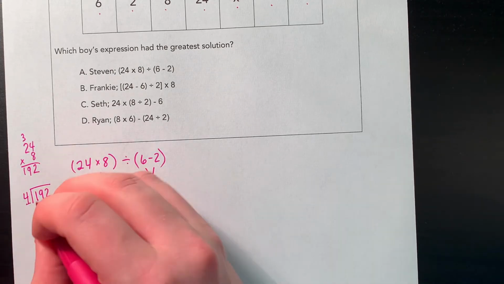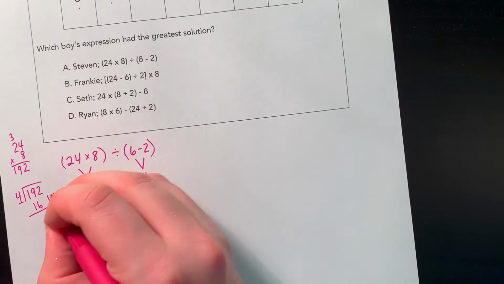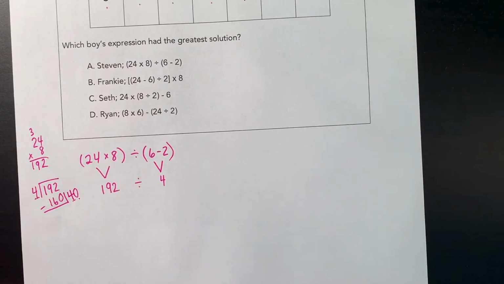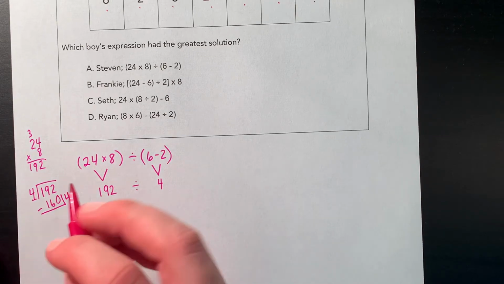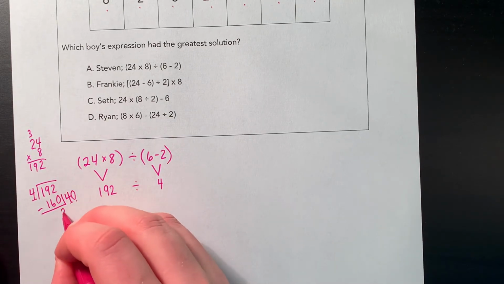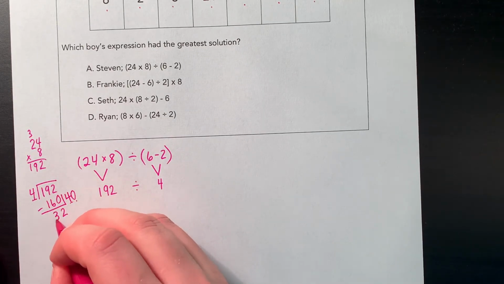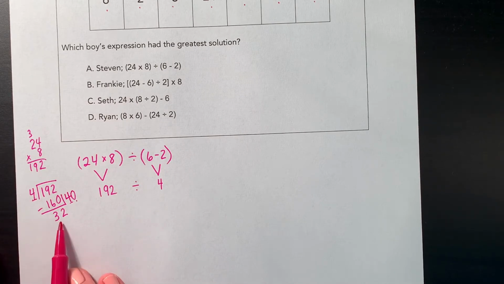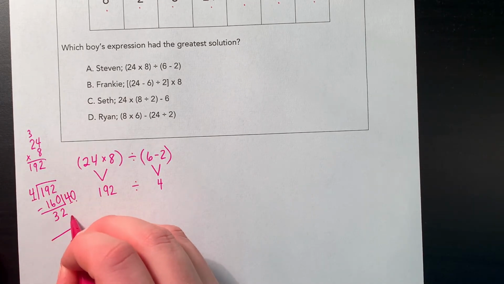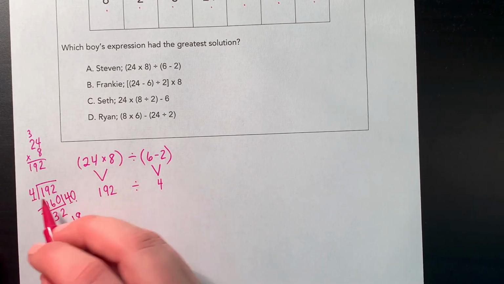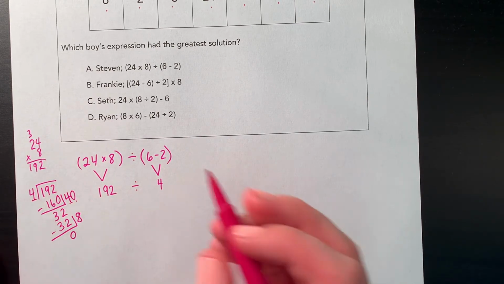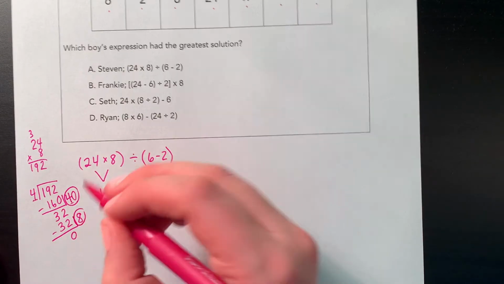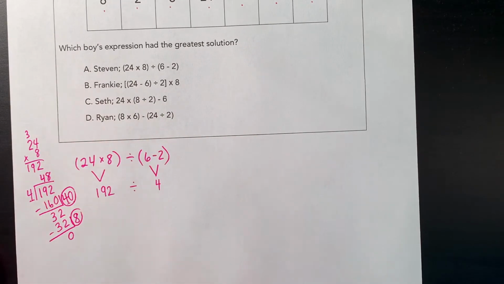4 times 4 is 16, and then I add a 0, so that's 160. See how I got a large number and now the problem's going to be a lot shorter for me. 2 minus 0 is 2. 9 minus 6 is 3. And 4 can go into 32 8 times. 4 times 8 is 32. Subtract, and I have no remainder. So my answer is 48.